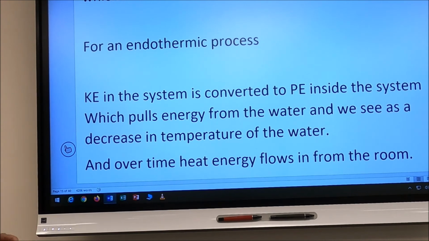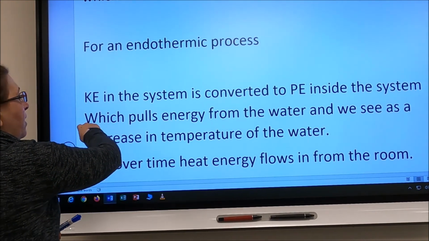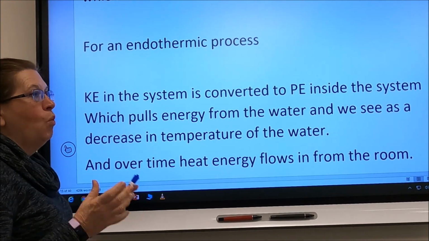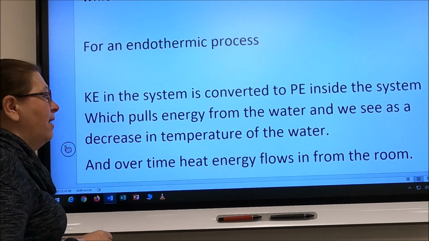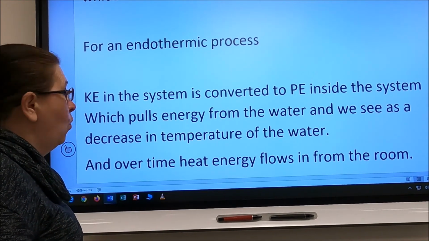Kinetic energy in the system is converted to potential energy inside the system. So I took something that had strong bonds and I made something that had weaker bonds out of it. To do this, it pulls energy from the water that's in the beaker. And you see this as a decrease in temperature of the water.